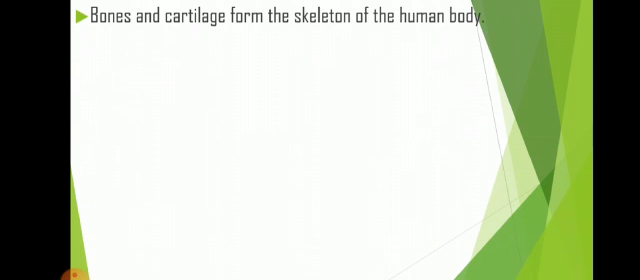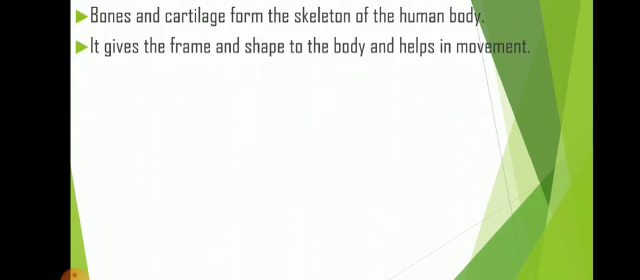Bones and cartilage form the skeleton of the human body. It gives the frame and shape to the body and helps in movement. With the help of the skeleton, we are able to move. It gives shape to our body and it protects our inner organs like lungs and heart.